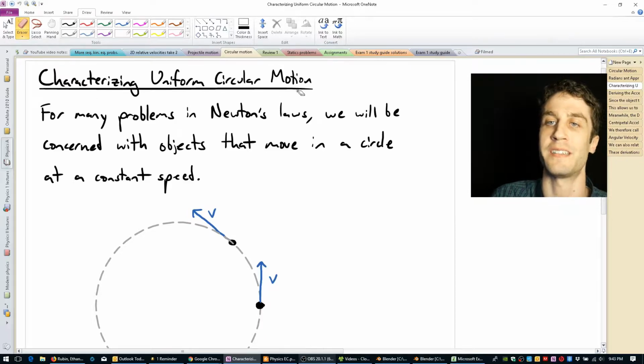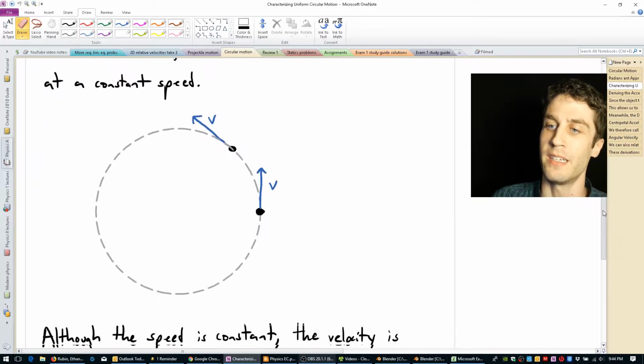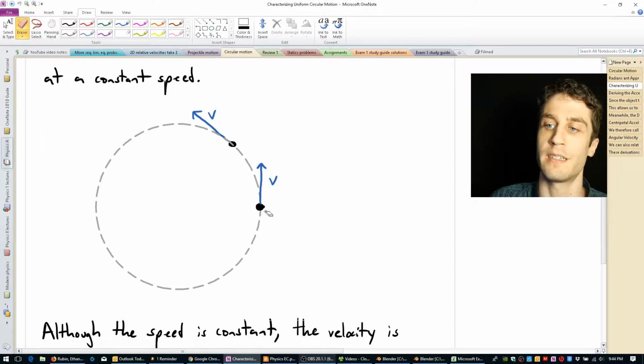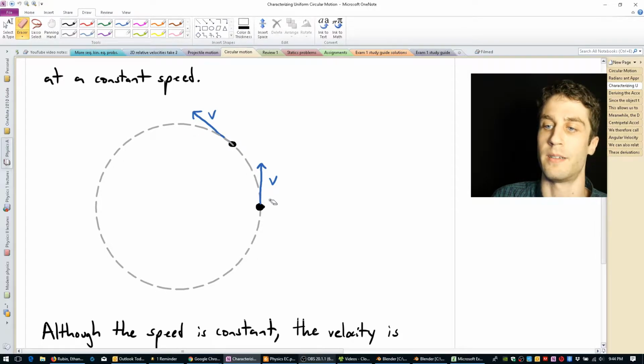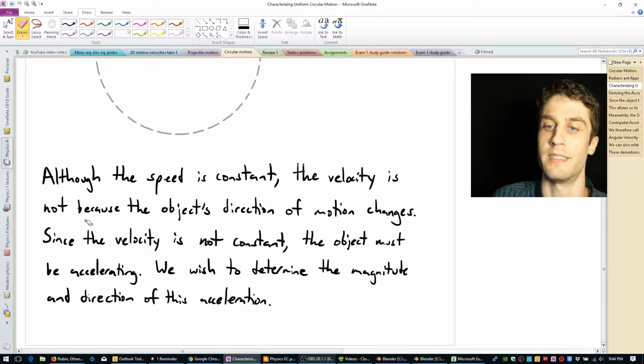All right, let's characterize uniform circular motion. For many problems in Newton's laws, we will be concerned with objects that move in a circle at a constant speed. So I've drawn two representative times. Here it is displaced to the right, traveling upward along the circle, tangential to the circle, and then at some later time it's up over here, traveling up and to the left, again tangential to the circle. It's going to continue traveling around the circle at a constant speed, but its direction is going to change. So although the speed is constant, the velocity is not constant because the object's direction of motion changes.